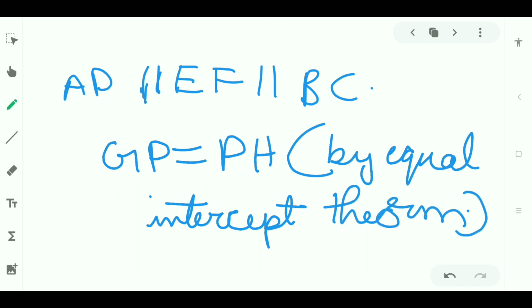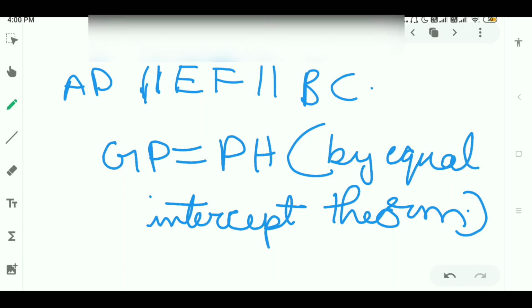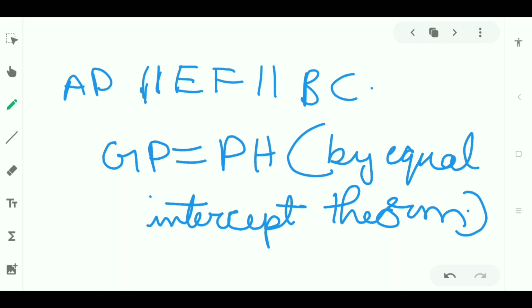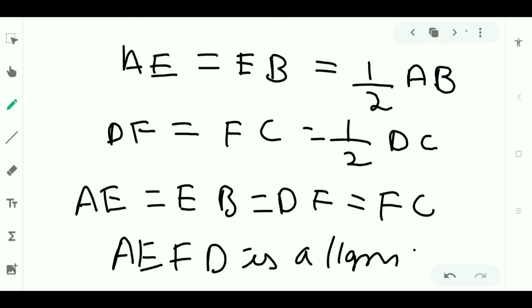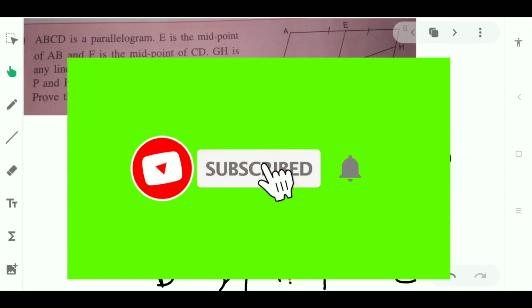So that's all we have proved. In the next video we will be doing some problems based on the equal intercept theorem.